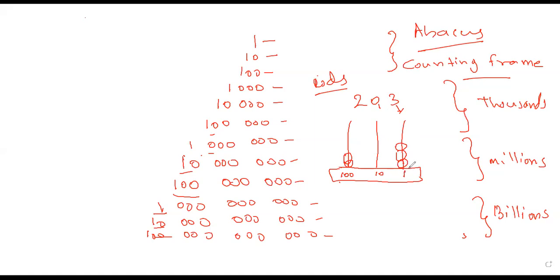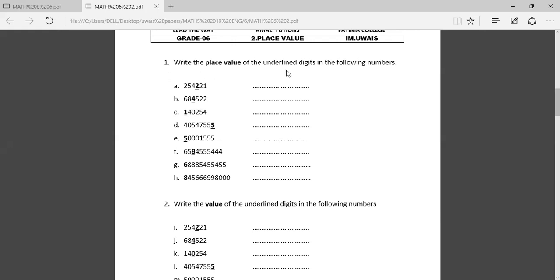Now let's do the worksheet. Write the place value of the underlined digits. Are you going to answer in your paper? After you take the print, you write the answers in your copy book. Okay.